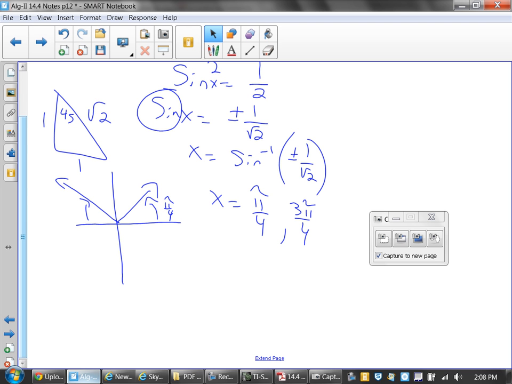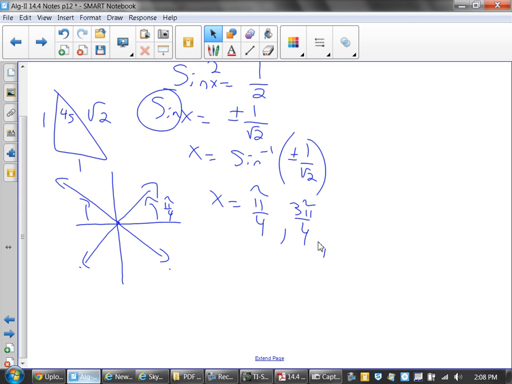Now I have to deal with the negative values. Sine is negative in the third and the fourth quadrant. What are my 2 angles there and there? 5 pi over 4. Excellent. So we're at 5 pi over 4 and 7 pi over 4. Hopefully, when you did this problem, you got 4 answers.